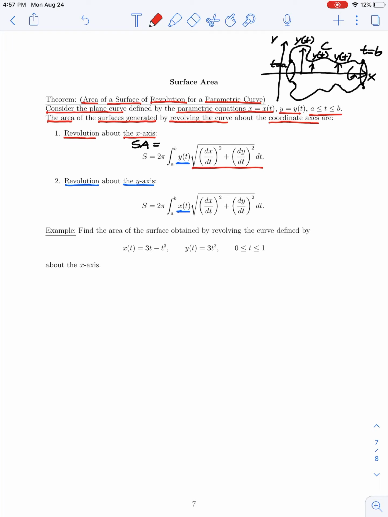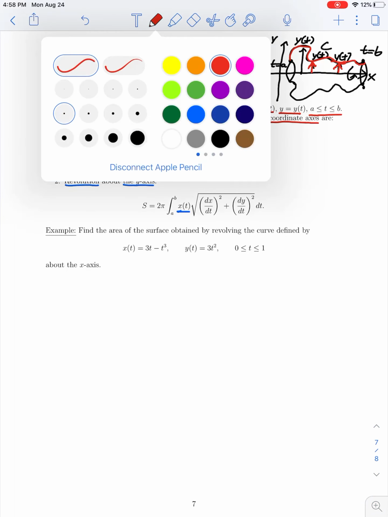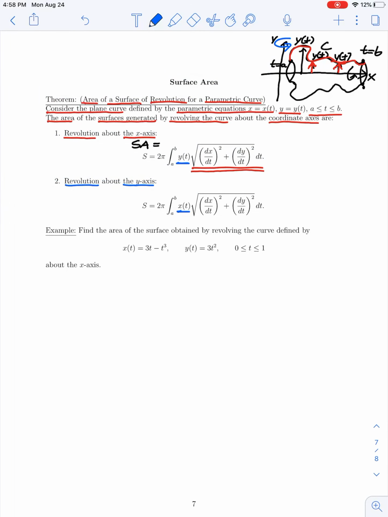So we have, in general, for the surface area of a circular cylinder, 2 pi times its radius. Now here, the radius of our cylinder is varying. It's given by y of t. And then we multiply by the height of our cylinder. So the idea is the height of our cylinder can be thought of as this arc length differential, which is where the square root of the sum of the squares expressions come from. Now, of course, we could have a similar problem where we're taking that curve and revolving it about the y-axis instead of the x-axis.